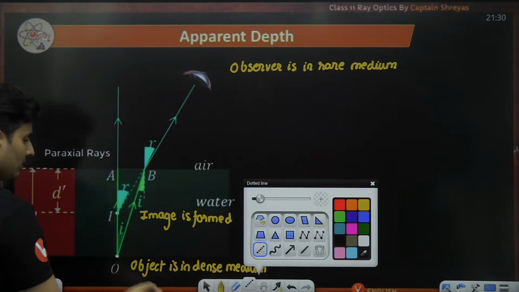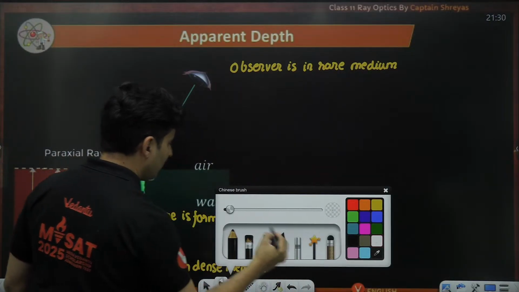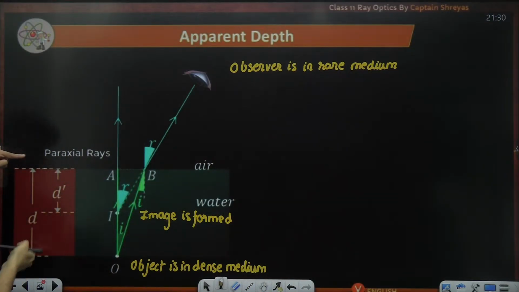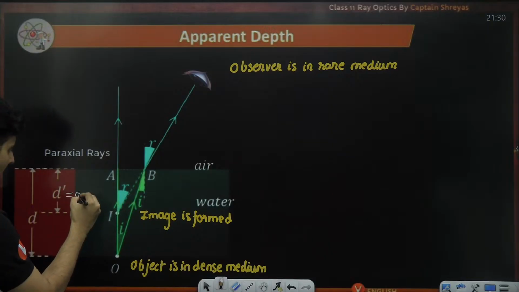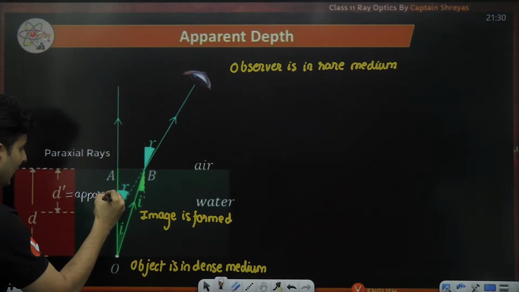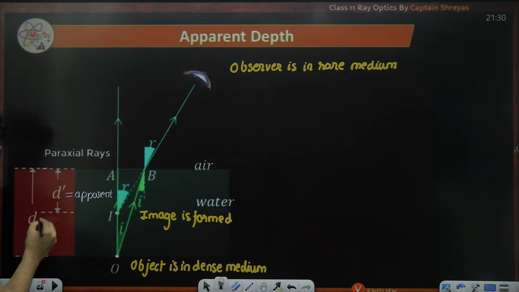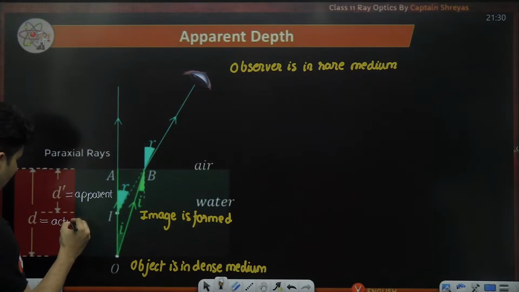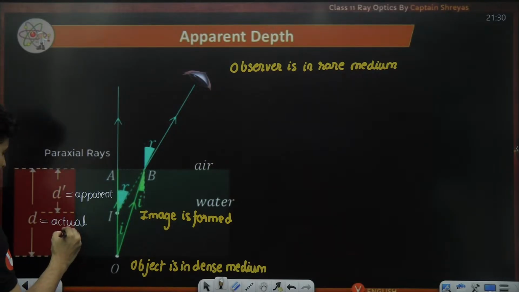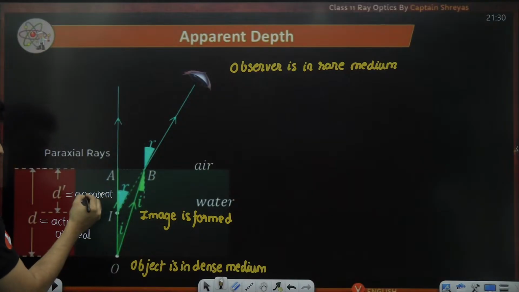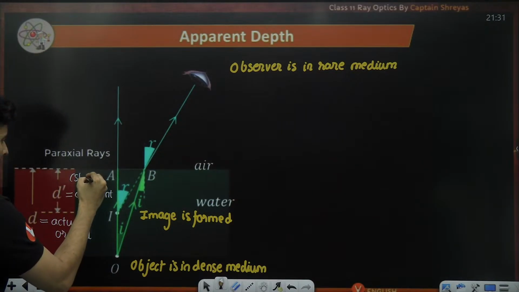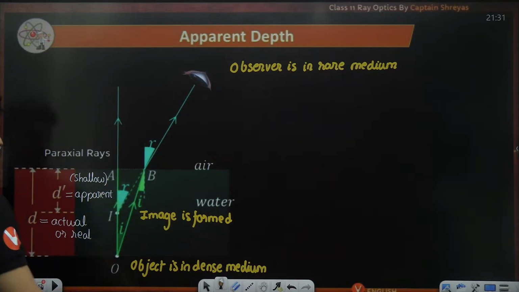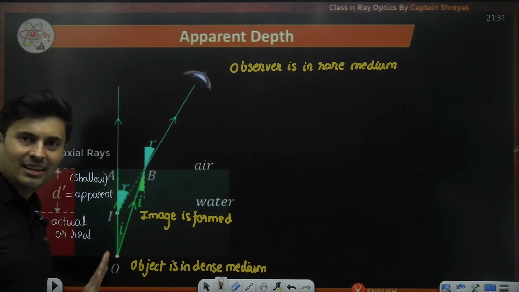This particular depth which you are seeing over here, versus this depth, this is apparent depth. That means what you feel like. But this is D, which is your actual depth. This D is your actual, real depth. Actual or real depth. This is what you feel like. So the apparent depth is always shallow. The apparent depth is always shallow because of the manner in which the light rays go.